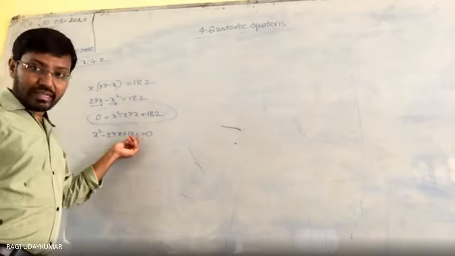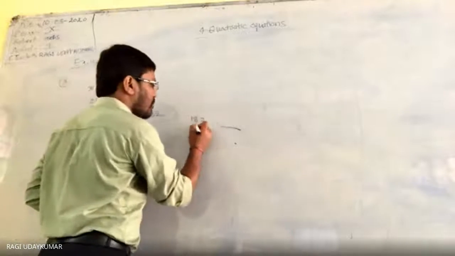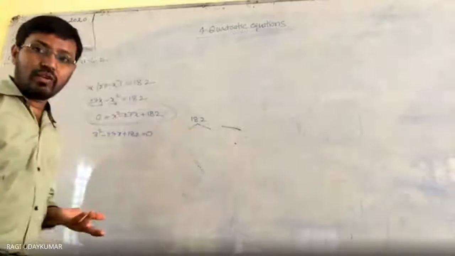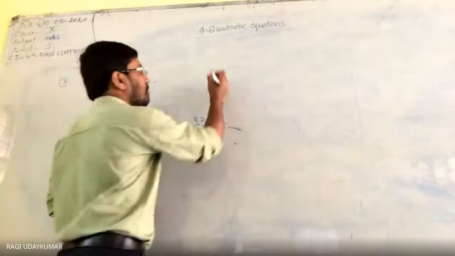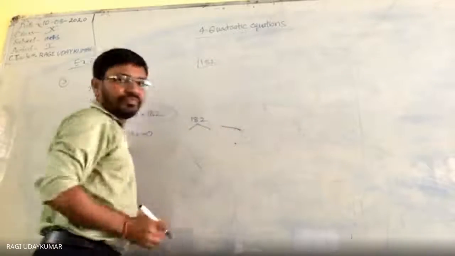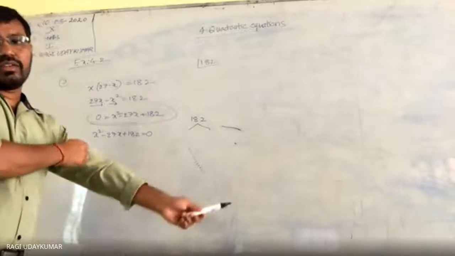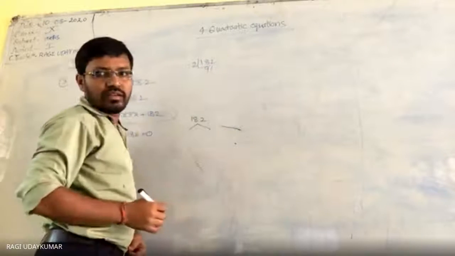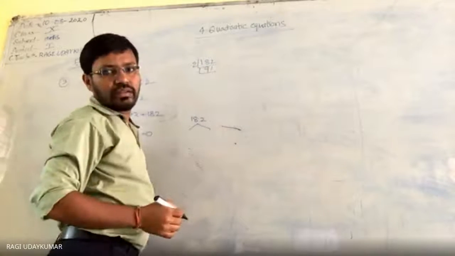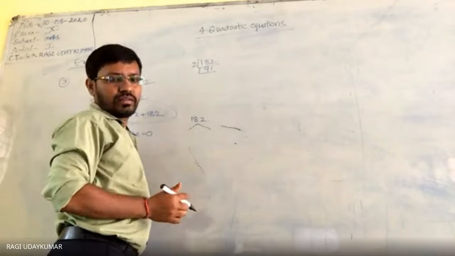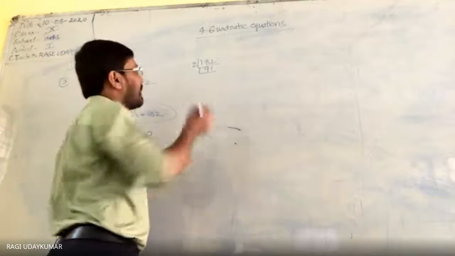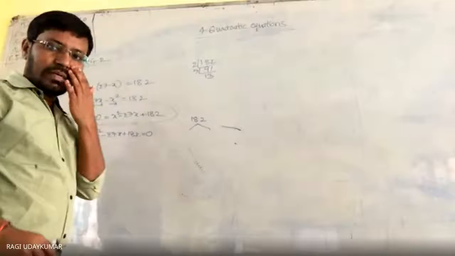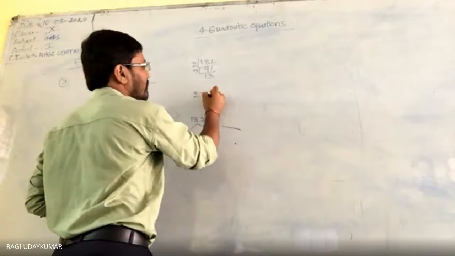We have to factorize 182. Up to where should we take 1 into 182, 2 into... So that's why we use the prime factorization method. In the prime factorization method, 182 is divisible by 2, giving 91, and 91 is divisible by 7, 13 7s are 91. Now here you got three numbers: 2, 7, 13.